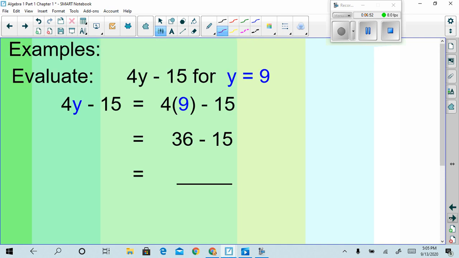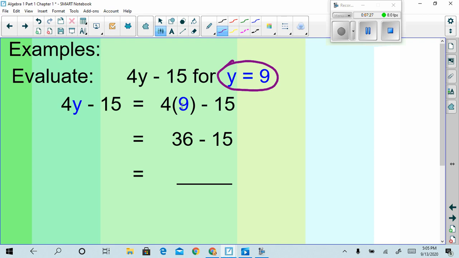Here's another step-by-step so that this way, if this wasn't a topic that was good for you in the past, maybe you can see it again step-by-step to see how it goes. I'm starting off with this expression, 4y minus 15. I want to evaluate it by taking in this value of 9 and replacing it where the y is. So now I've color-coded it to show you that the y, which is blue, is going to be replaced with this value 9. I will then have 4 times 9, which is 36.